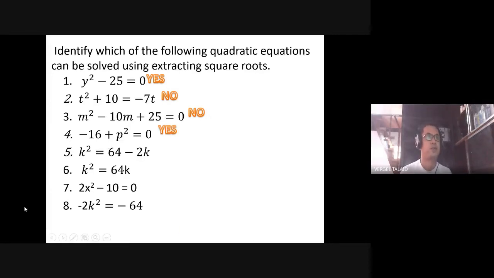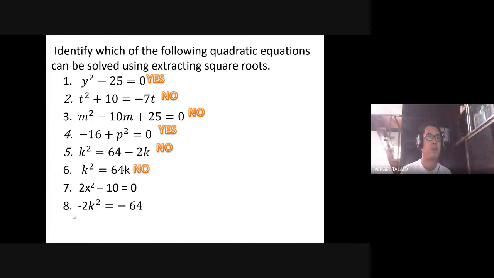So that is yes. For number 5, k squared is equal to 64 minus 2k. So we have here the term 2k. So this cannot be solved using extracting square roots. The answer is no. For number 6, k squared is equal to 64k. Since 64k is a linear term, we have here the variable k. So this cannot be solved using extracting square roots.